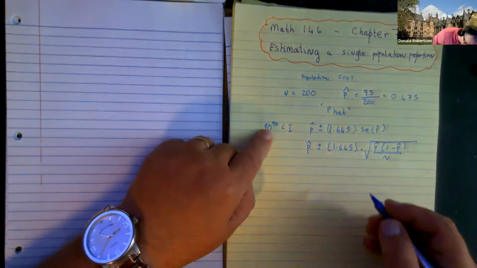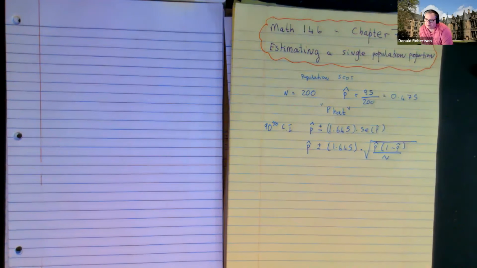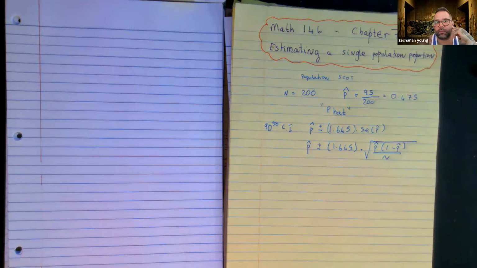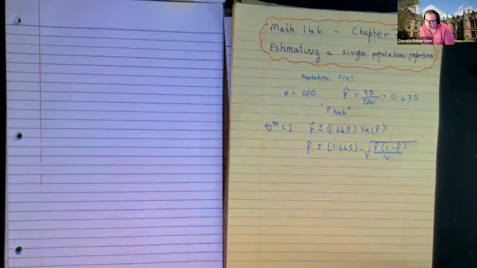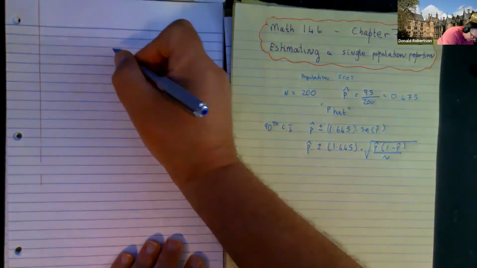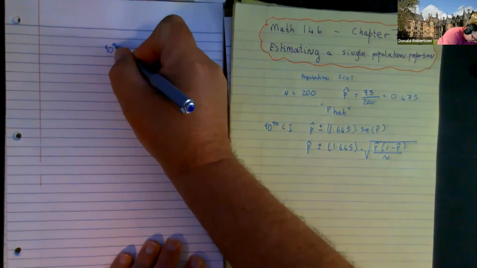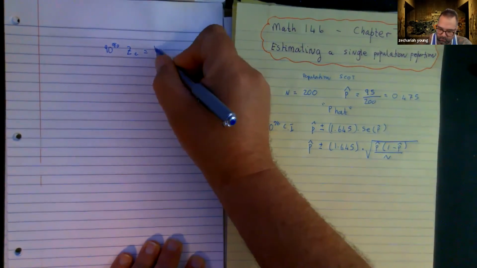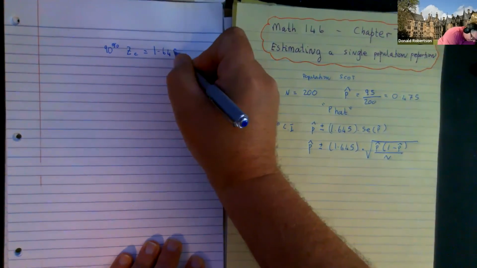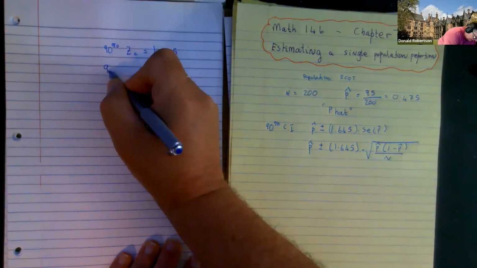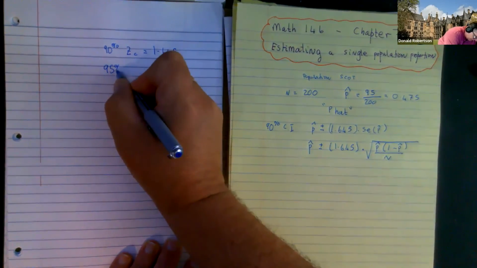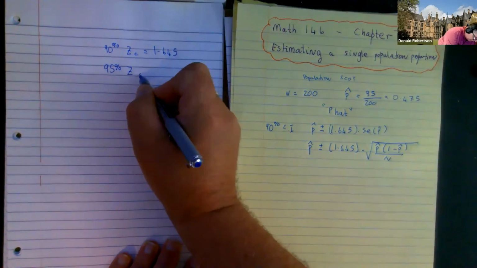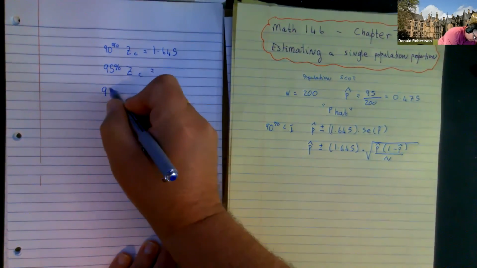I want a 90%. Oh, do you know why it's 1.645? Can you remember where that magic number came from? Were they the z-scores that you're supposed to use to calculate with? Yep. So 1.645, I'll put it over here. If you want a 90%, they called it z_c, right? It was 1.645, right? Anybody remember what the magic number for a 95% confidence interval was?